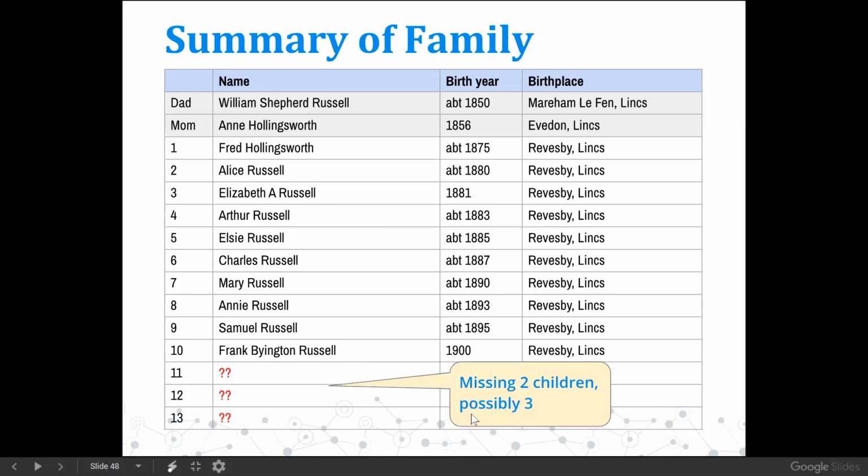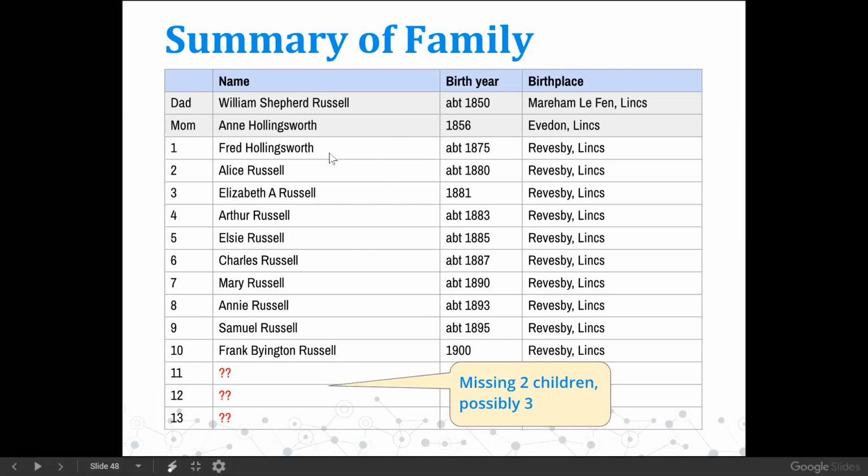Why do I say we might be missing 3 children? Because the instructions given on the 1911 census were that the family was supposed to list the children born to the current marriage. Sometimes people did that, sometimes they didn't. Sometimes they included children from other marriages or other relationships.